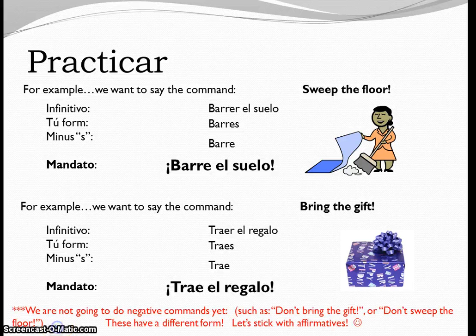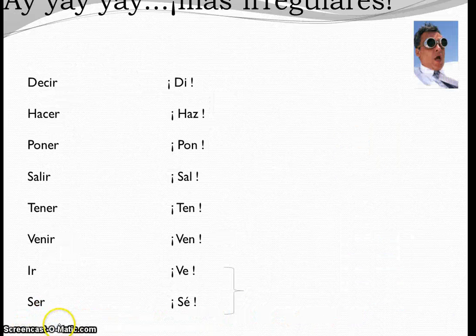Fantastic. I do want to make a note that we're not going to do negative commands yet, such as don't bring the gift or don't sweep the floor. They're formed differently than putting the verb in the tú form and dropping the S. So, right now, we're just going to stick with the affirmatives or the positive ones.